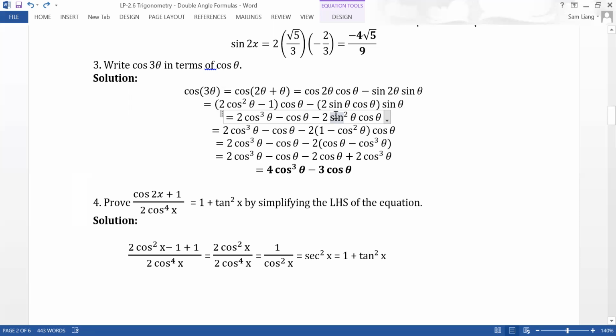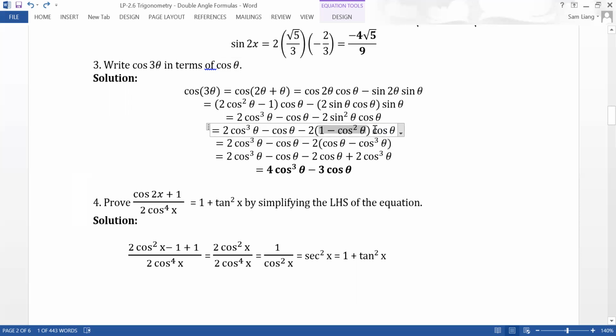From there, we're going to use the Pythagorean identity. So sine squared theta, we can see that as 1 minus cosine squared theta. So we replace this part right here with that, and everything else is the same. And again, the purpose of that is because we're writing everything in terms of cosine. So we use that Pythagorean identity, and we're going to get 2 cosine cubed theta minus cosine theta minus.